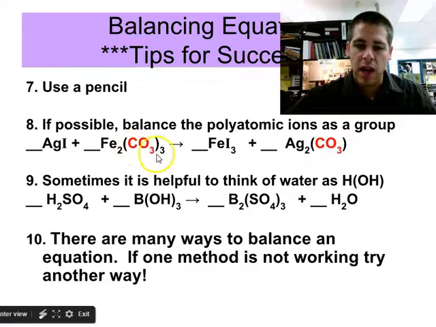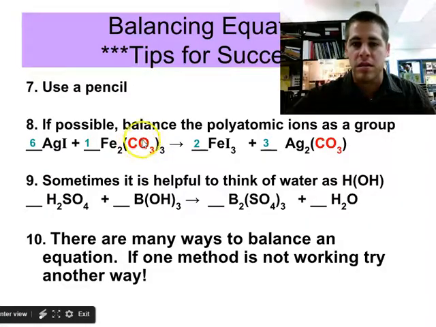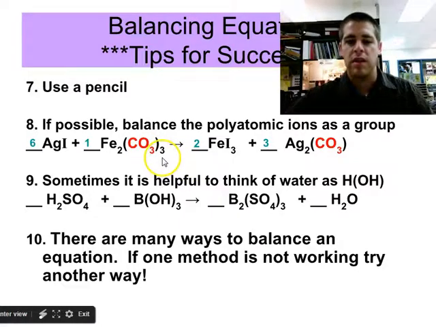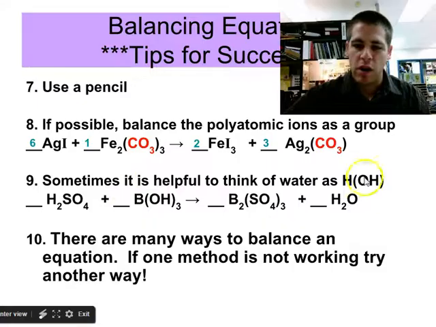So right here we have 9 oxygens total, and you can balance it as individual oxygens, but we have 3 groups of carbonate, right? Because this little 3 here, and this 3 is part of the carbonate group, right? Because carbonate is CO3. So we have 3 CO3s, and we only have 1 CO3 over here, so we need a 3 coefficient right here, and that gives us the 3 carbonates. A lot of times, whenever you have polyatomic ions, it's pretty helpful to balance them kind of as a group, keep them together. It's also sometimes helpful to think of water as HOH.